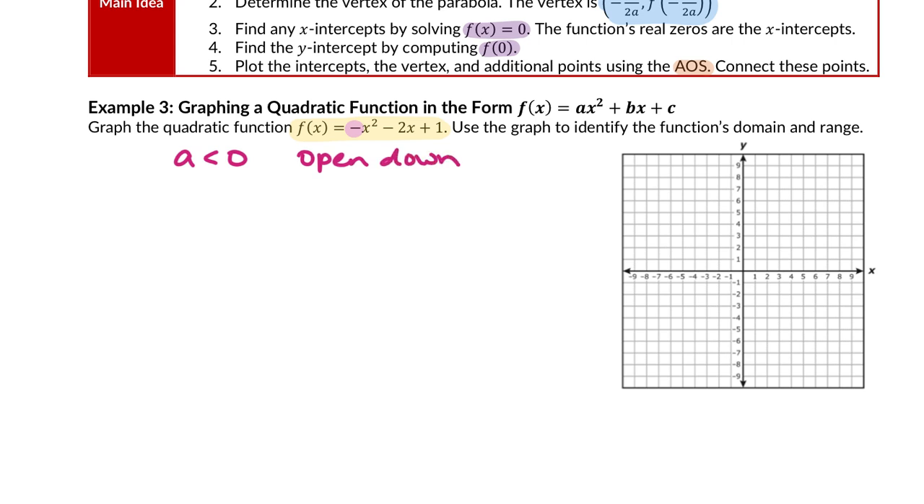Now finding the vertex takes a little bit of work. To find the vertex, I first need to find out what negative b over 2a is. All right, we're going to do negative 2 over 2 times negative 1. Do we know where I got all those numbers from?